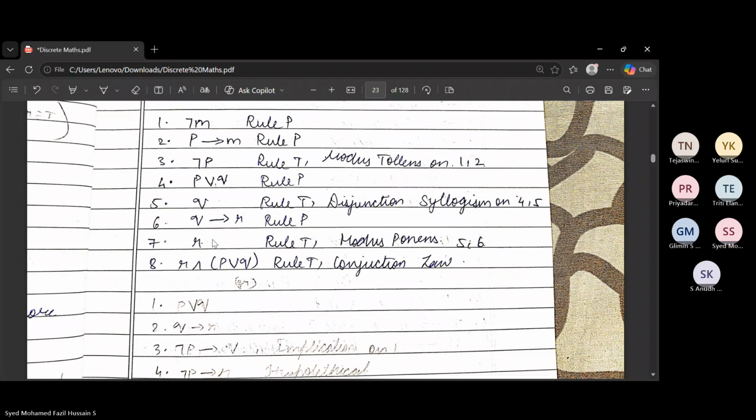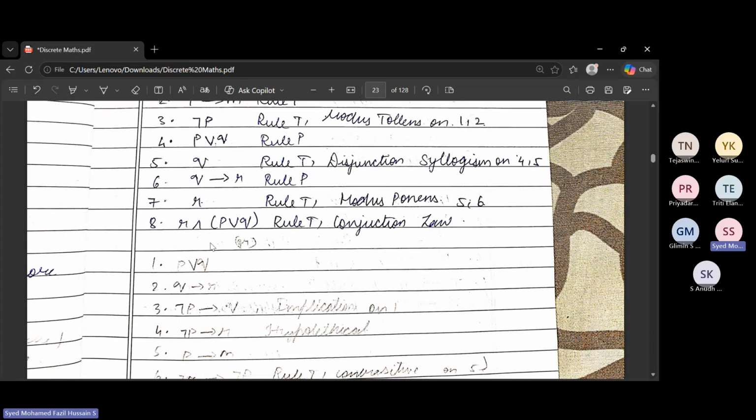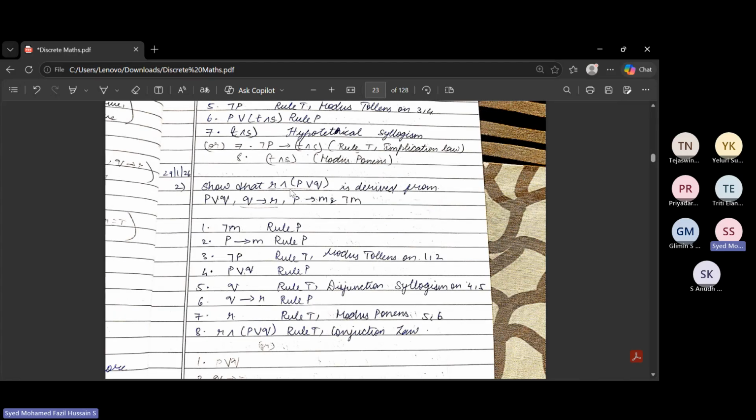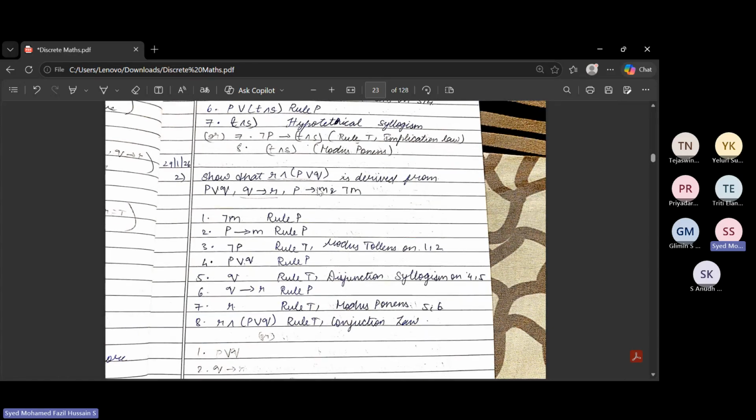Then by rule T, we conjoin statements 7 and 4, just conjoining because both are true. So we finally get the conclusion R and not P or Q. Yeah, that's about it.